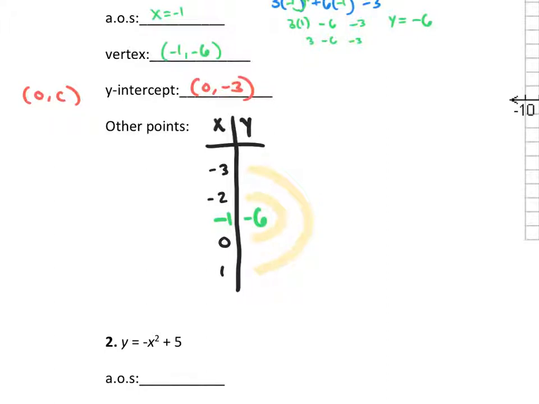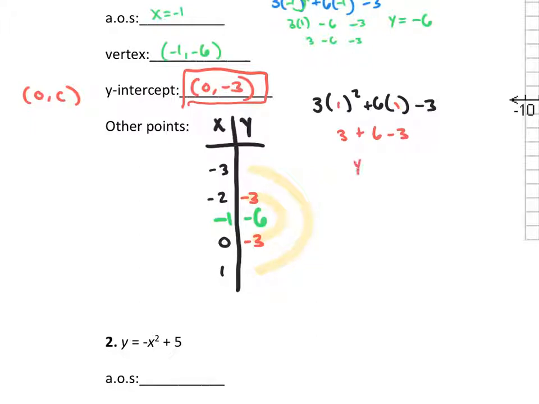Now, 0, comma, negative 3 is the y-intercept, right? We talked about that right here. So that's going to save me having to plug some values in to find other points, because we already know the y-intercept is negative 3. And then because of symmetry, it reflects across to the other side. Now what we'll do is pick either negative 3 or positive 1 to plug back into the equation. I'm going to plug in 1 because it's easier. And when we do that, we get a 3 plus a 6 minus a 3 to get that y is equal to 6.